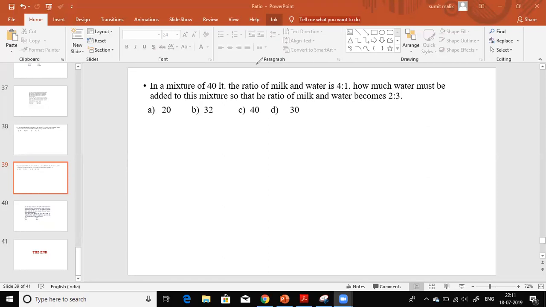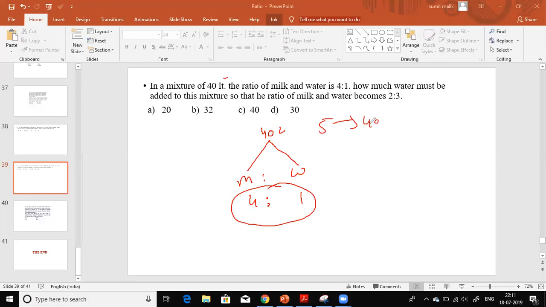Okay, now look at this solution. Very good. In a mixture of 40 liter, the ratio of milk and water is 4:1. So this is my 40-liter mixture. Total how many part? 5 part. If 5 part will represent 40 liter, then 1 part will represent 8 liter. And milk how many part? 4 part. 4 part will represent 32 liter. Milk will be equal to 32 liter, and water will be 40 minus 32, 8 liter.